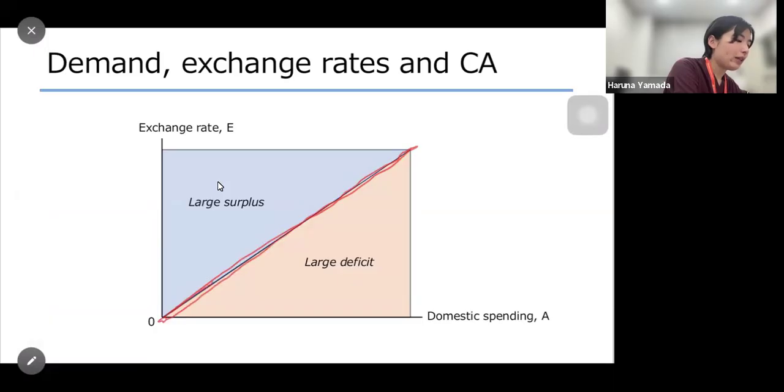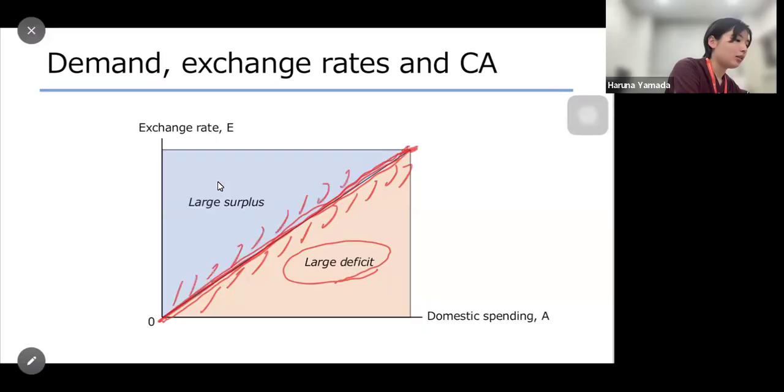When the economy is below this line, the country suffers a large current account deficit. If a country is above this line, then the country experiences a large current account surplus.